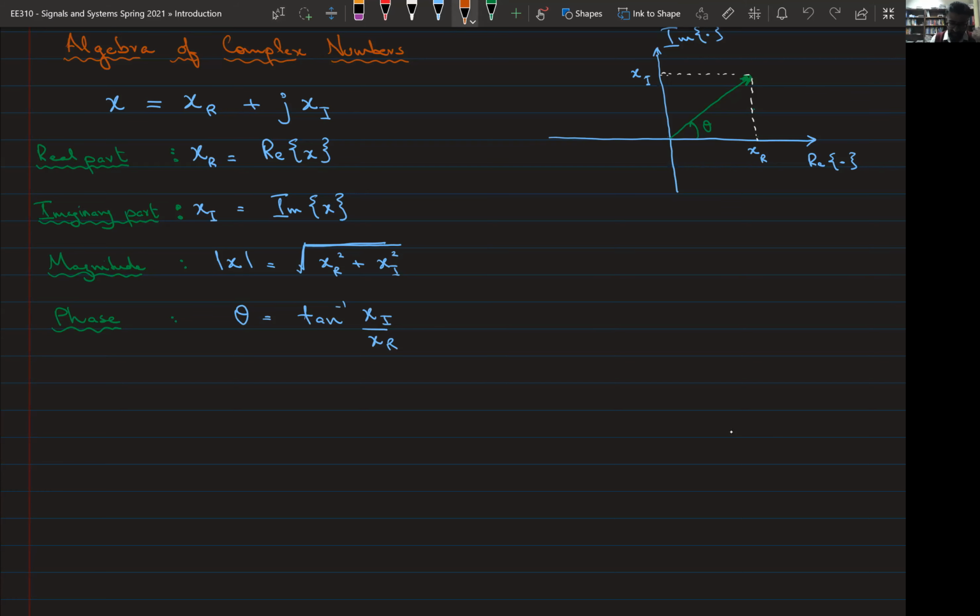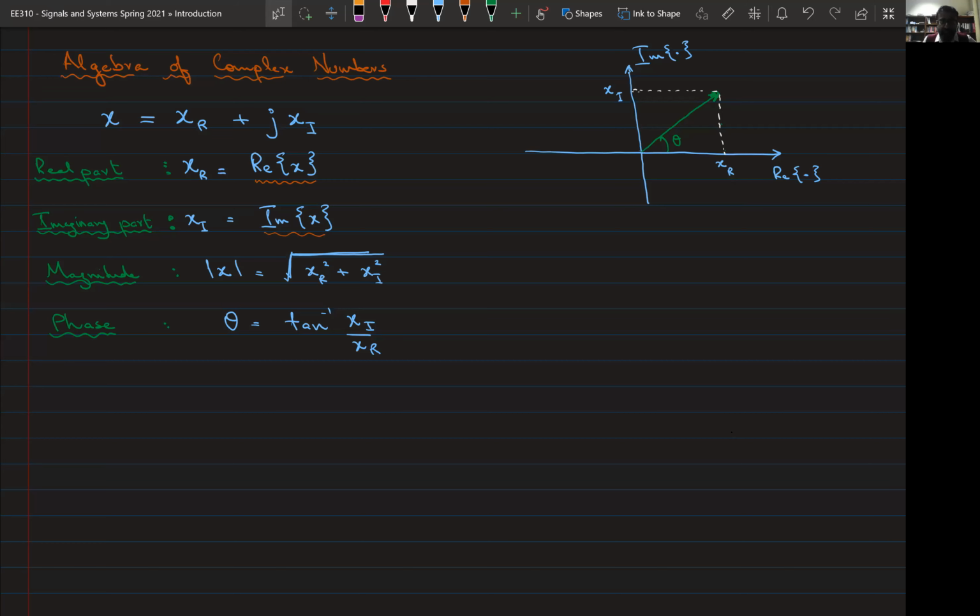So if I ask, what is the real part of x? This is a notation that I'm going to use throughout the course, right? So if x is a complex number, the real part of x is going to be denoted by this notation that I've underlined. The imaginary part of x is going to be denoted by this notation that I've underlined.